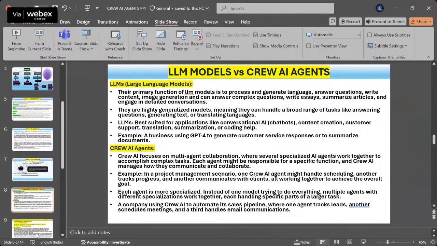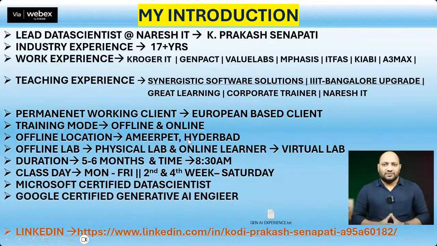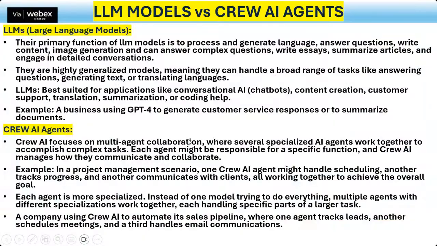The first thing is the first project: Crew AI integration with the OpenAI API and Serper API key. What is OpenAI? OpenAI is the company which created ChatGPT. What is a Serper API key? Understand, okay, one second. What is a Serper API key?